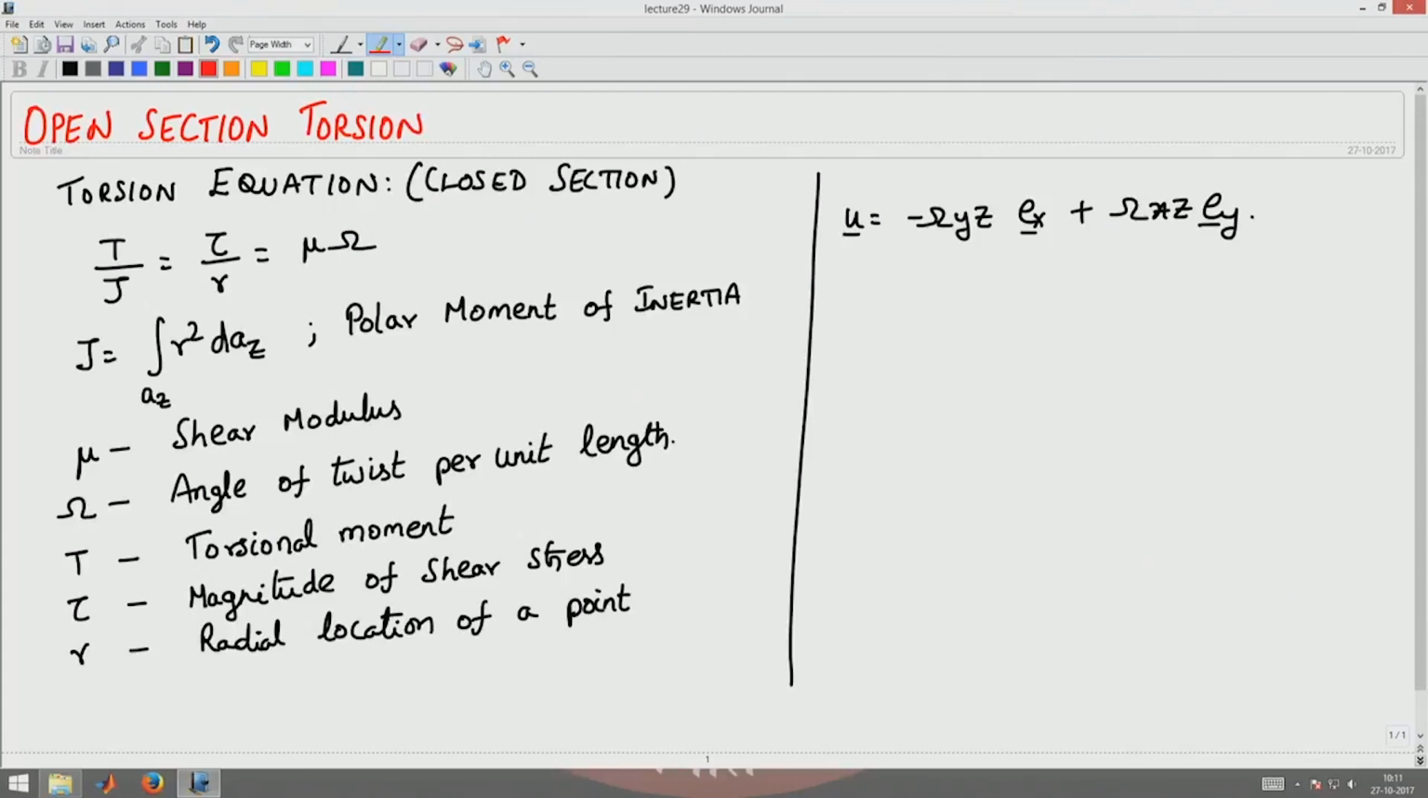For a closed section, we worked out a couple of examples wherein we had a member subjected to an end torsion, or a two step shaft fixed at both ends subjected to an end torsion. In this lecture we look at what happens for torsion of an open section. The basic difference is the displacement field. It will not be like what we have assumed before; there will be an out of plane displacement.